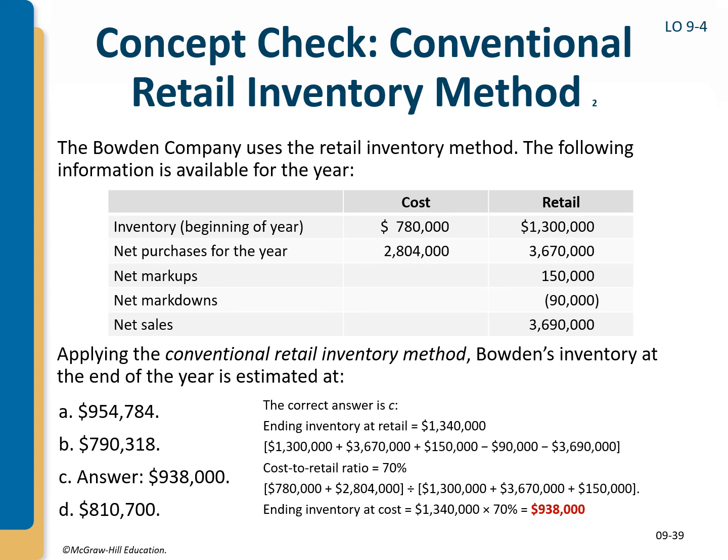So under average cost, we do subtract markdowns before calculating our cost to retail percentage. Conventional, we don't subtract them before calculating our cost to retail percentage.